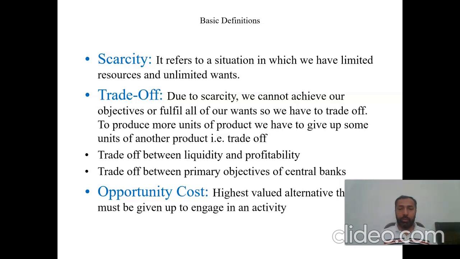Now, if the central banks want to control inflation, they might have to compromise on economic growth. However, if the central bank makes monetary policy to boost economic growth, they might have to bear increasing inflation. Thus, controlling inflation and boosting economic growth, these two objectives cannot be achieved with one monetary policy. Therefore, we shall say that there is a trade-off between the objectives of the central bank.